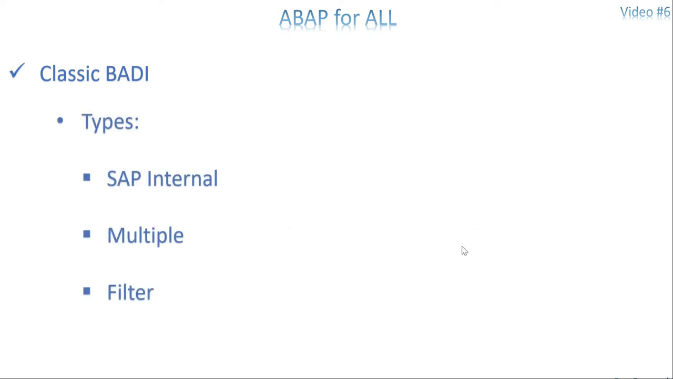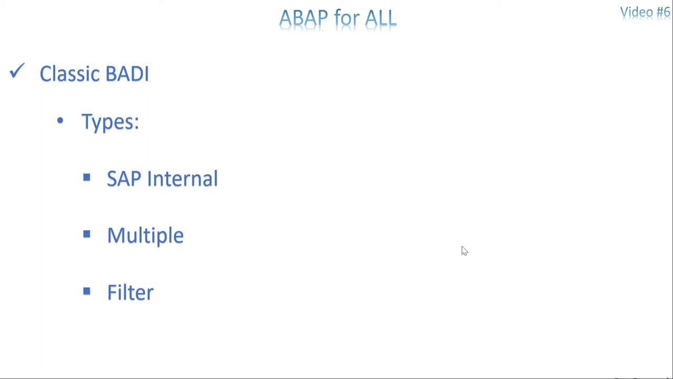There are three types available in the classic BADI: SAP internal, multiple and filter. It's available in kernel as well, but it has some more additional options and enhancements of the previous options also. Limited filter use and AMDP BADIs are available in kernel BADIs.